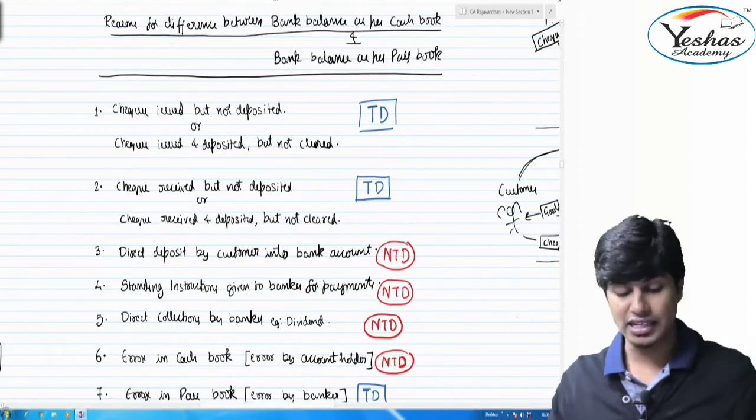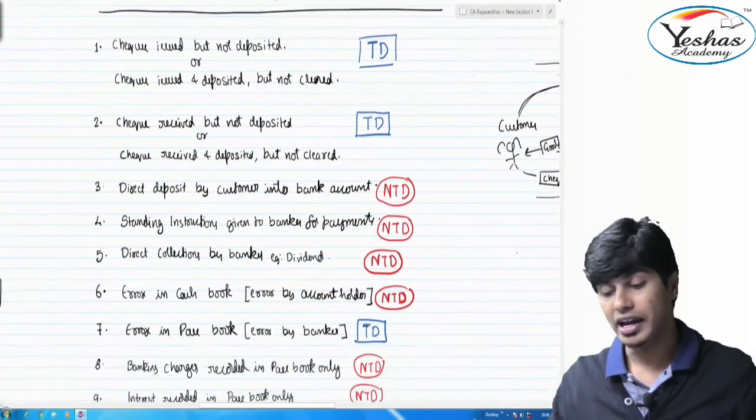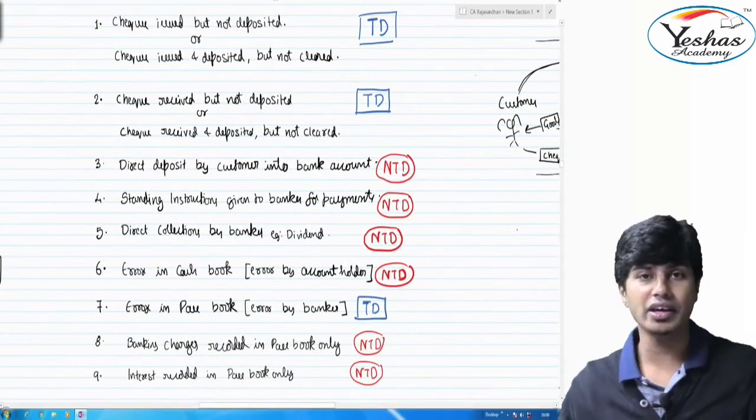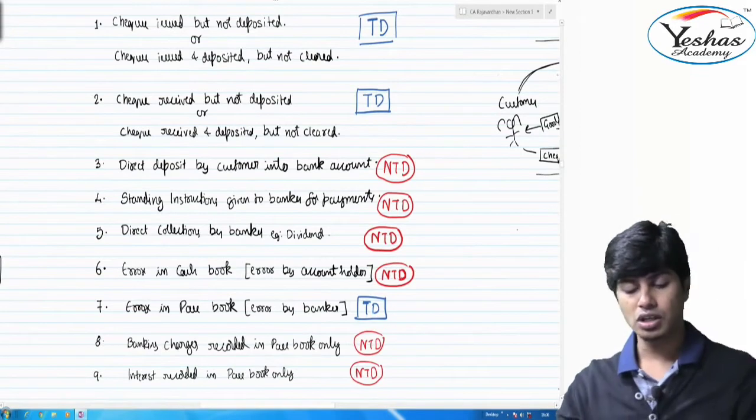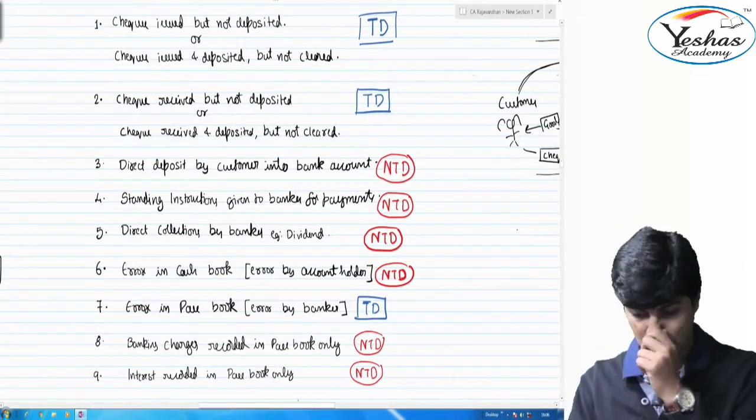Then we discussed errors in the cash book, which is non-timing difference. Errors in the passbook are timing difference. Then we have bank charges and bank interest not recorded in the cash book and recorded only in the passbook. This is again a non-timing difference.